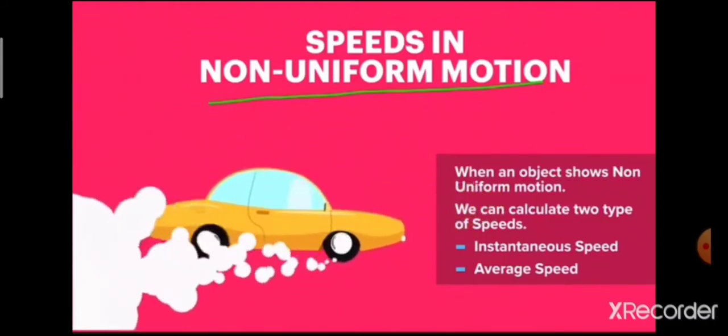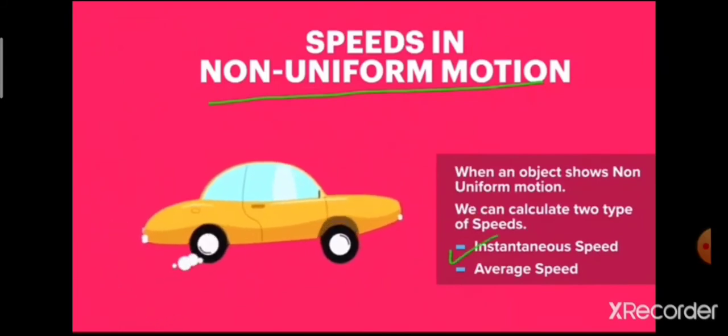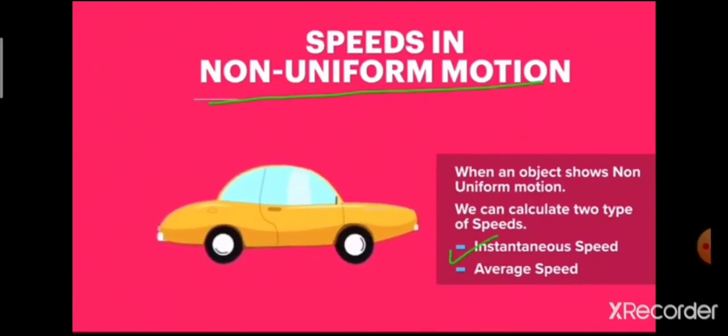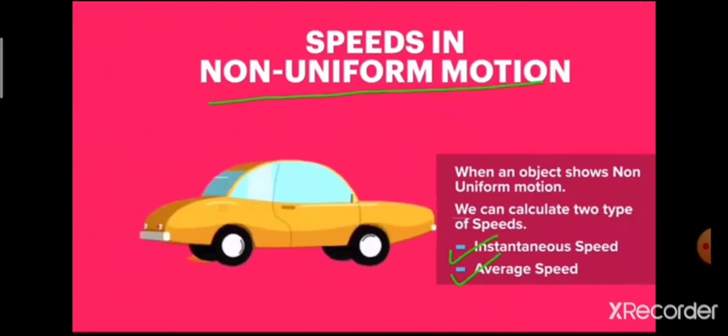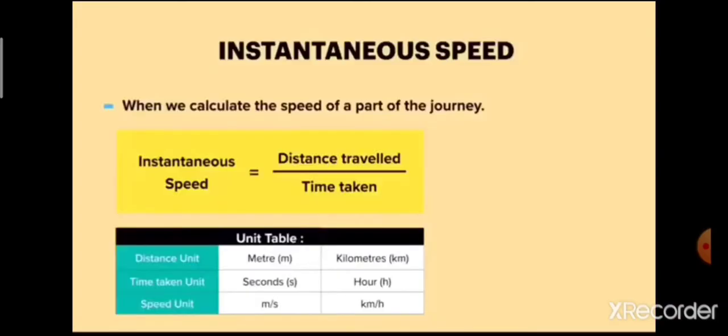Instantaneous speed means the speed of part of the journey. Here we don't calculate the speed of the total journey. We calculate the speed of part of the journey, meaning for some part of the journey we take some time and we calculate the speed in that particular time. The formula for instantaneous speed is the same as the formula of speed. Here also we take the distance traveled upon time taken. So instantaneous speed is equal to distance traveled upon time taken.